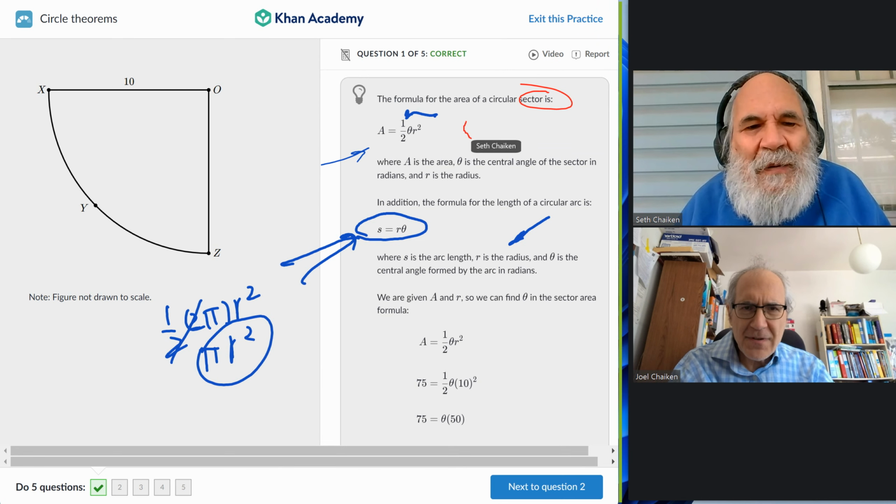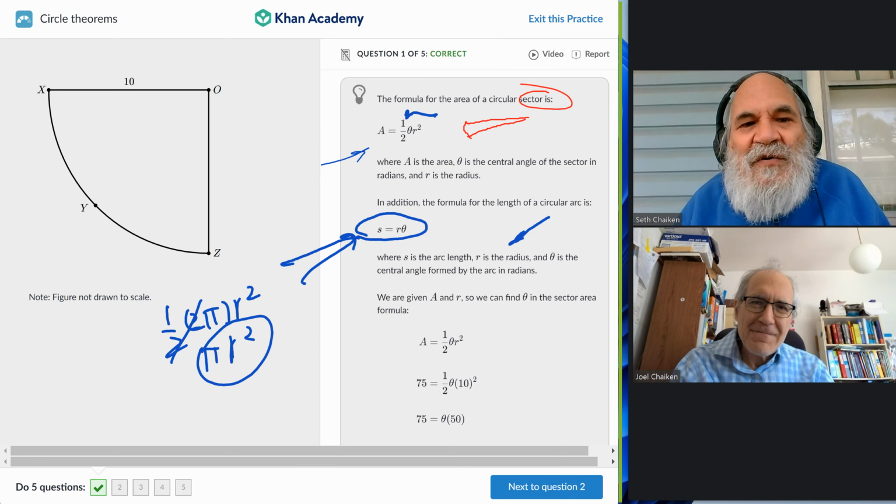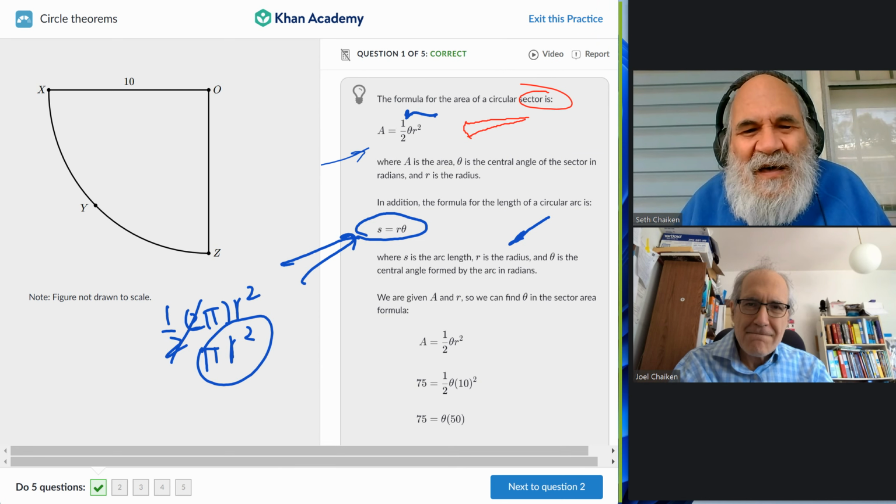The way this comes about, I'll talk about the idea of this formula. When the angle is small, this tiny sector is like a triangle, and its area is 1/2 of the base times the height.